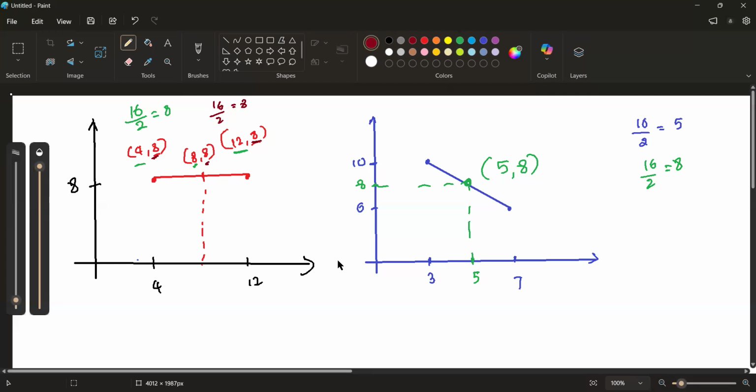You have to think about the midpoint like that. Yes. Next one, they are asking about the translation.